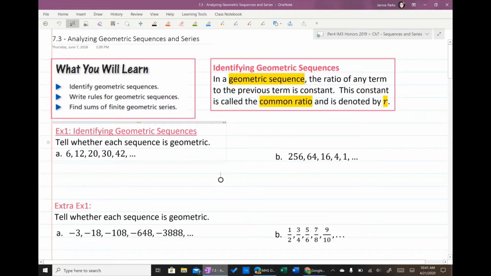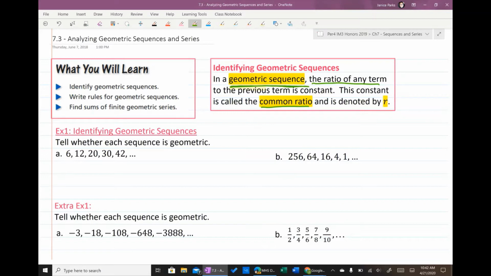Hello. In today's video, we are going to be looking at geometric sequences and series. Geometric sequences and series are when you're multiplying or dividing by the same number over and over. They call it a ratio. So the ratio between the first two terms, or any two terms that are next to each other, is going to be constant. So again, you're multiplying or dividing by the same number constantly.